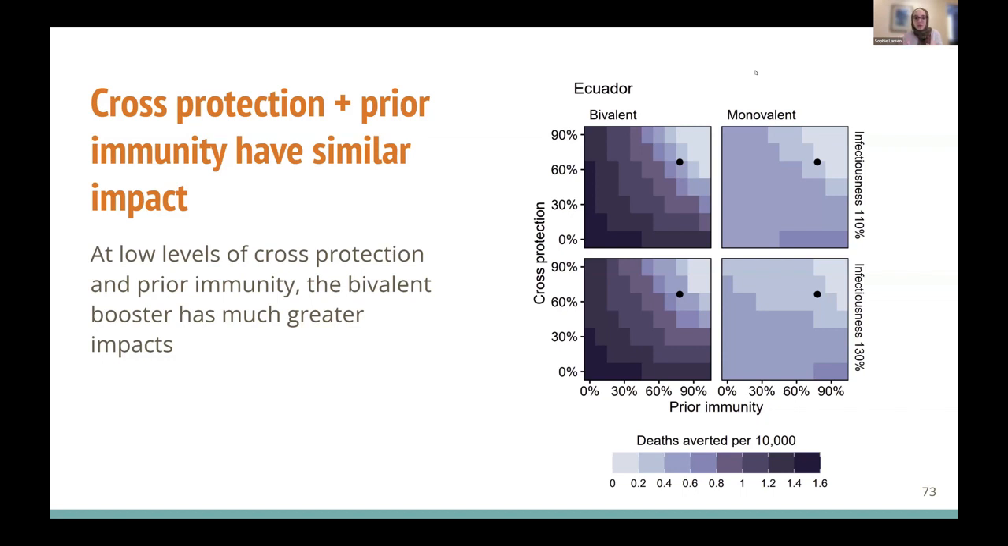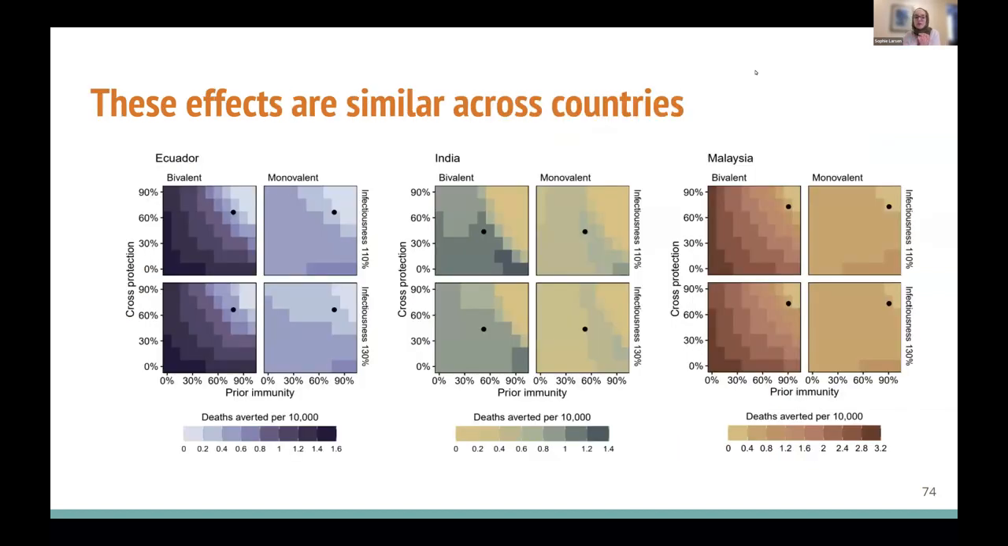And what we see in the deaths averted is that cross protection and prior immunity have a similar impact. So if a lot of people have been infected, even if the cross protection is low, I still might be able to avert a fair number of deaths with a booster. As we get to no prior immunity and no cross protection, this is where we see the biggest boosting impacts. When we have really high cross protection and really high prior immunity, this is where we see the least booster impact, which is intuitive. And the black dot here is where the true parameters for Ecuador really fall, seeded from the ABM.